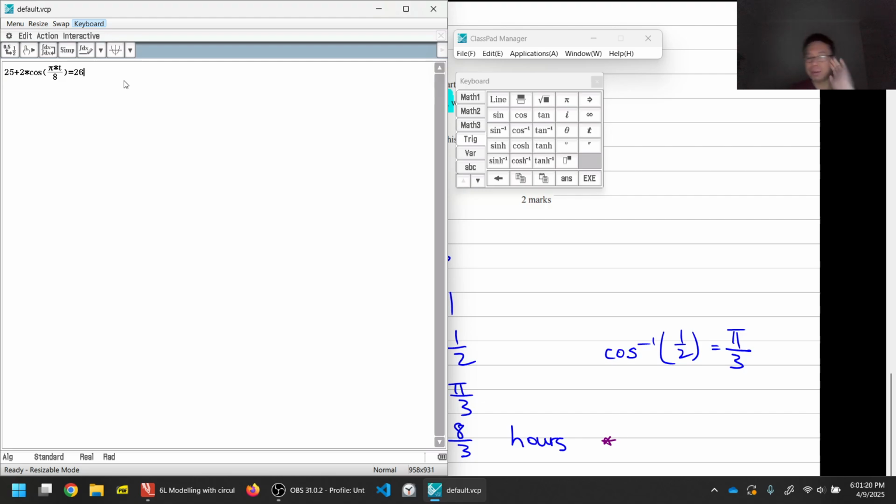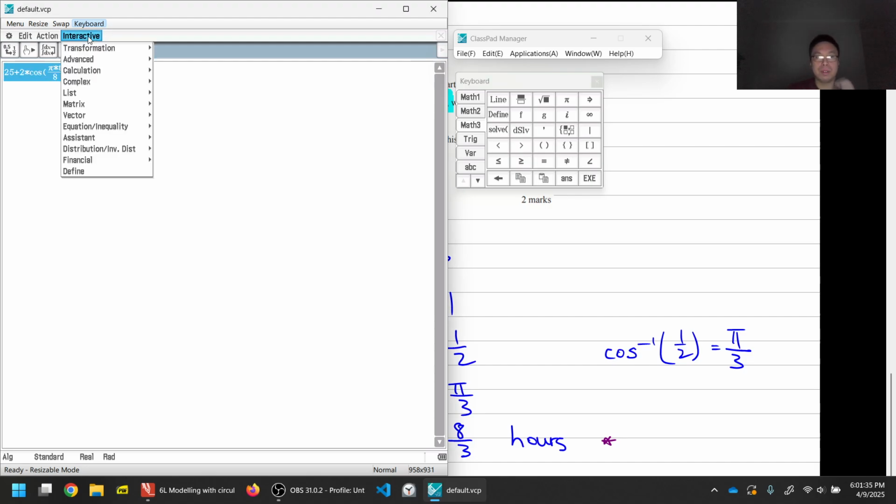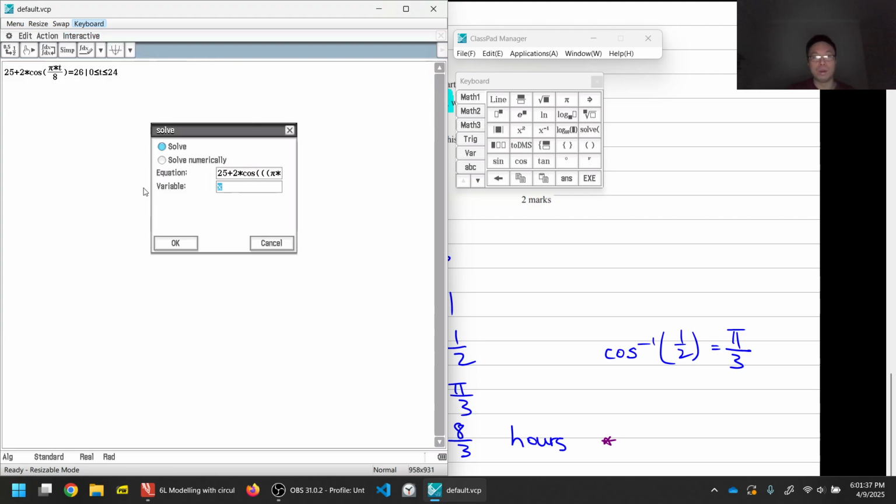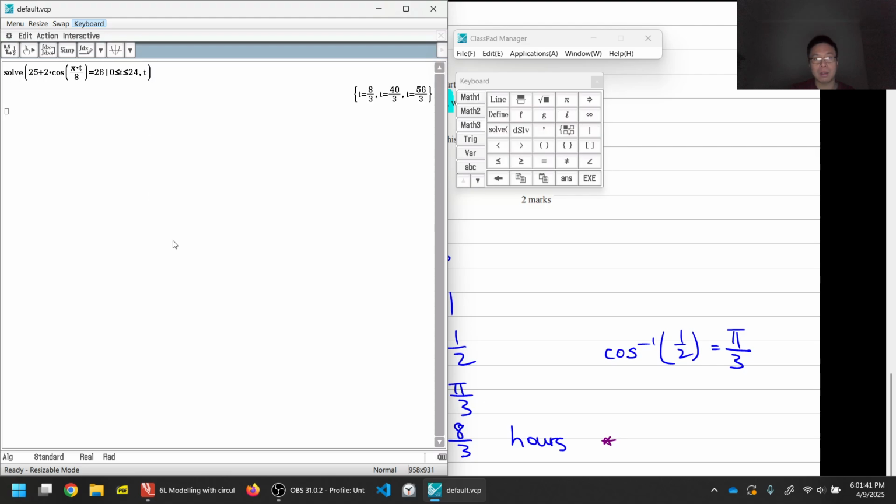So what I'm going to do is solve this on the interval 0 is less than or equal to t is less than or equal to 24, because that will set up part B as well. Actually, let's do both. So what I'll do is I'll solve this for t, and those are the three values. But I can get rid of the domain as well.